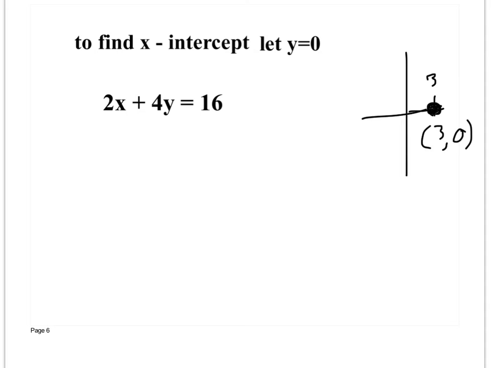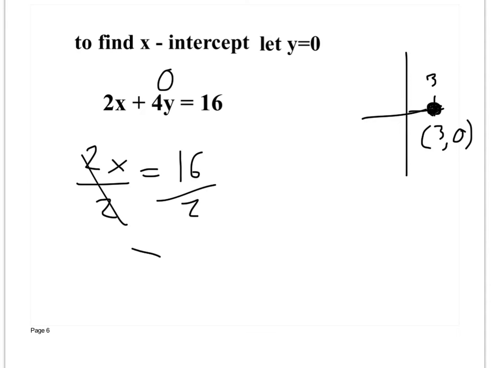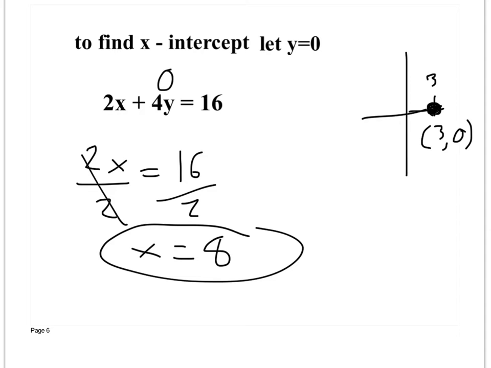So what I do is I plug 0 in here, and I find what my x equals. So 2x equals 16, because 4 times 0 is 0. So it gets rid of 4. What is 2x equals 16? X equals 8. So for this graph, if I was to graph it, it would cross the x-axis at 8, because that's a coordinate 8, 0.